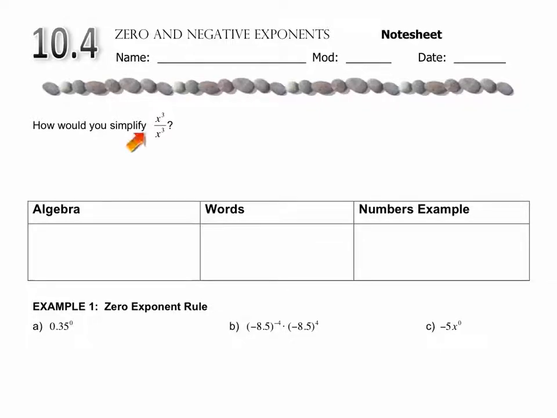How would you simplify x to the third divided by x to the third? Well, MADSPAM says that when you divide, you subtract the exponents. So this would be x to the 0, because 3 minus 3 is 0. But I want to pause for a second and go off track for a little bit, and then you'll see where I'm going with this.